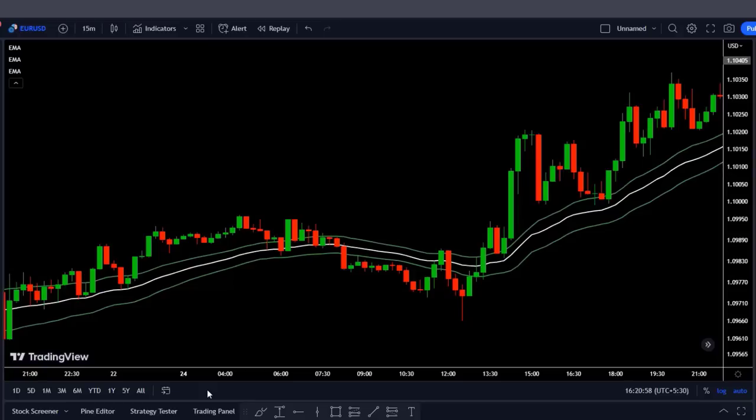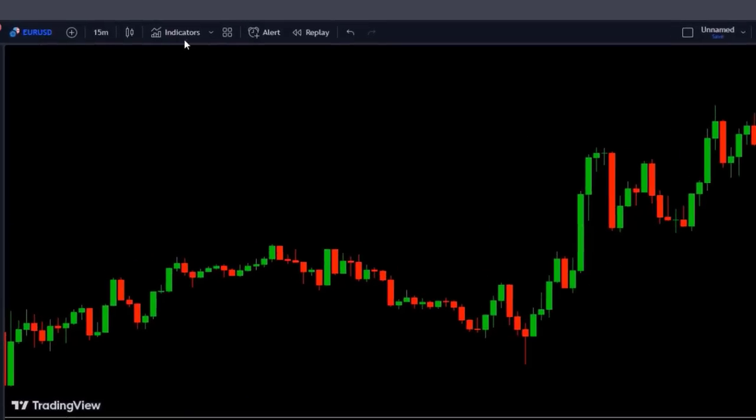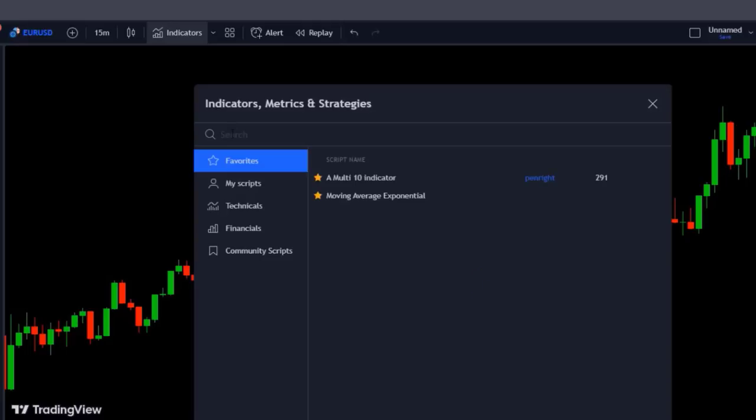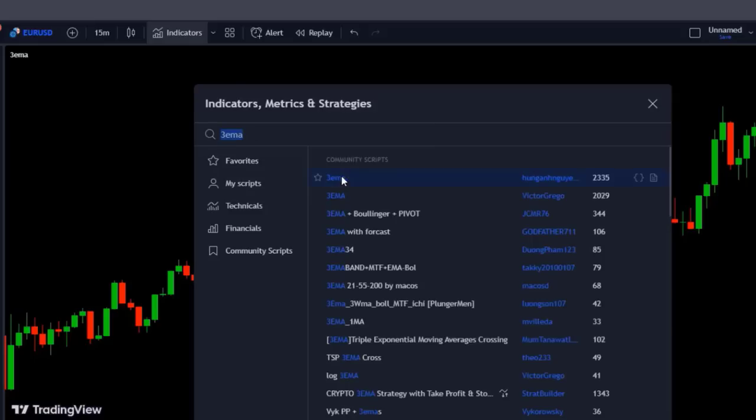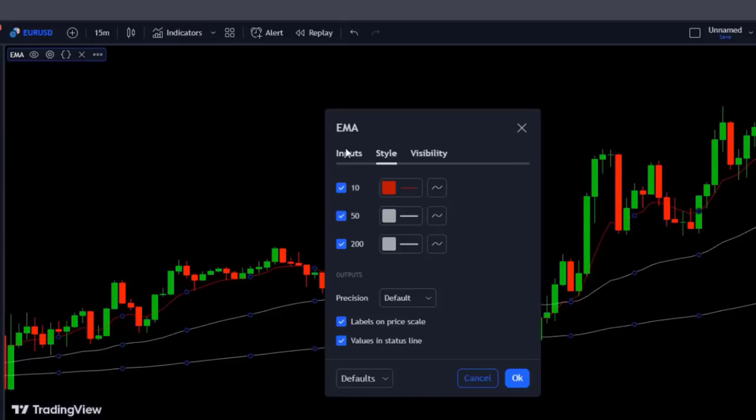But before that, I know most people use the free version of TradingView, and in the free version you are allowed to add only 3 indicators on the chart. On top of the page, click on the indicators option and open the tab. On the search bar, you can type 3 EMA. You can use this indicator right here. The same settings as before, but with 3 exponential moving averages in one indicator.